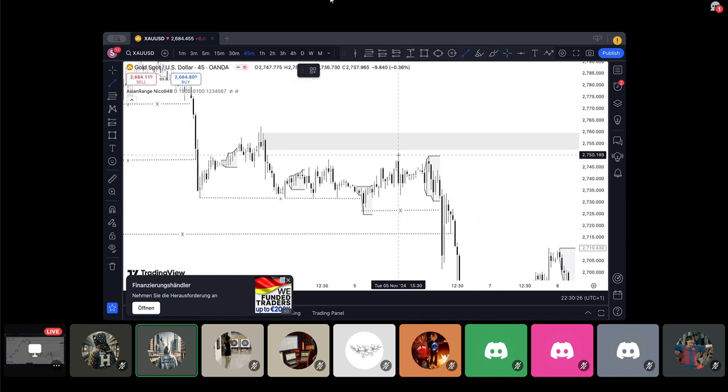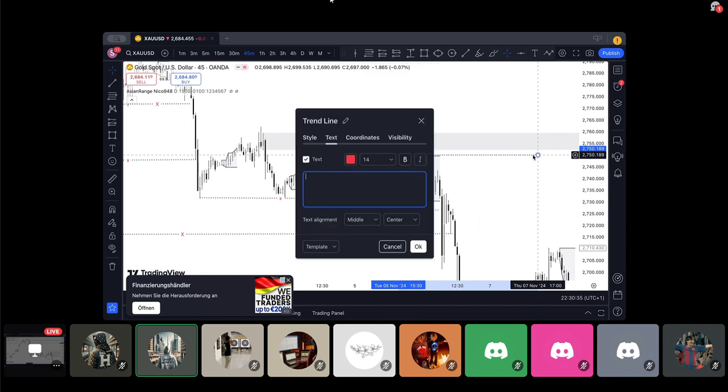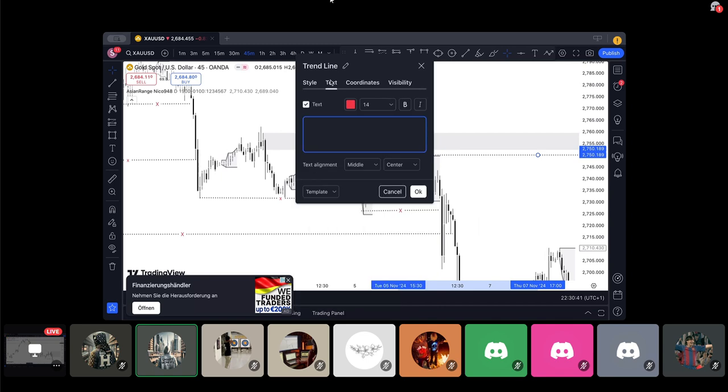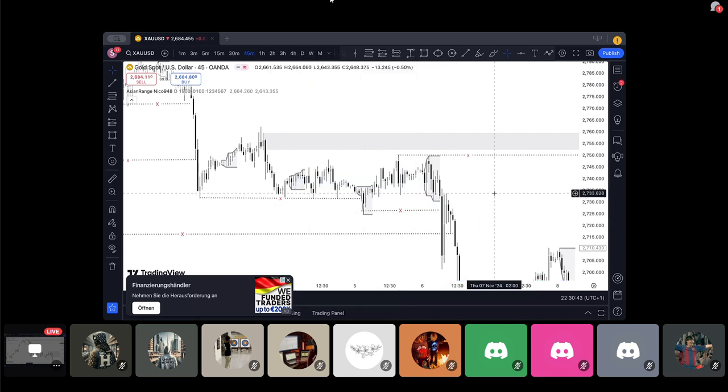We're gonna mark this one and the Asian high. Basically, even the Asian high alone, by itself, is a liquidity area. So we should also consider it as a liquidity area, and mark it out already.